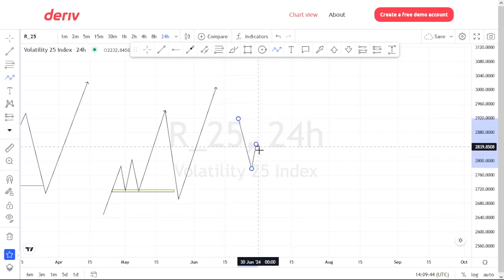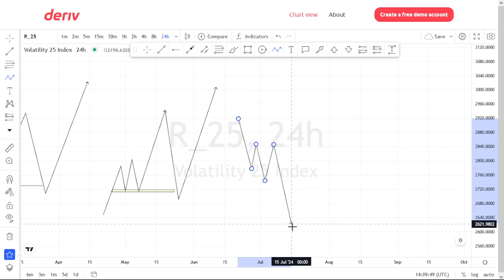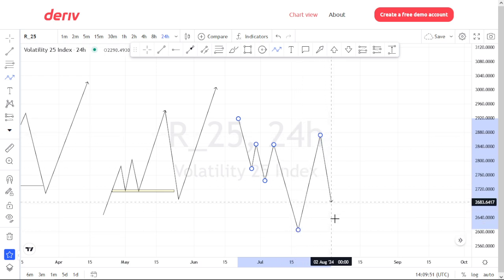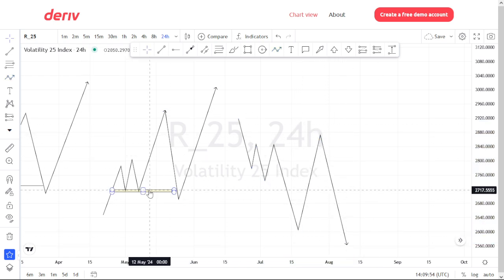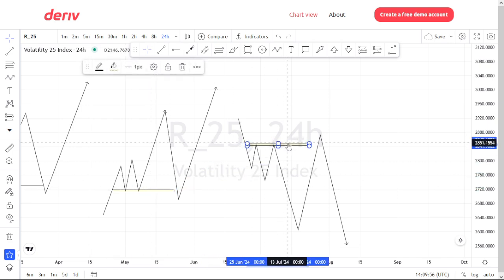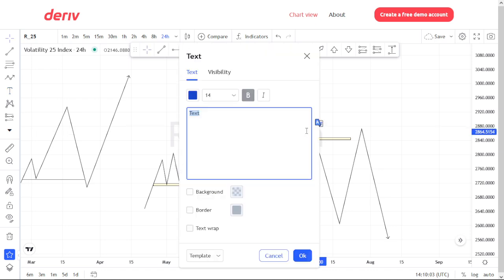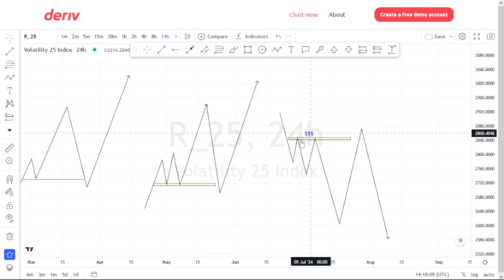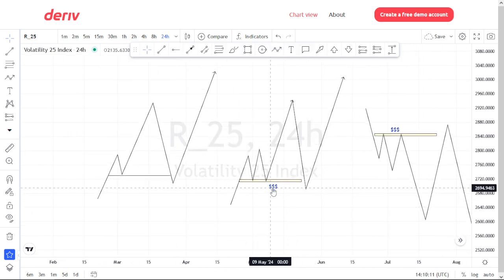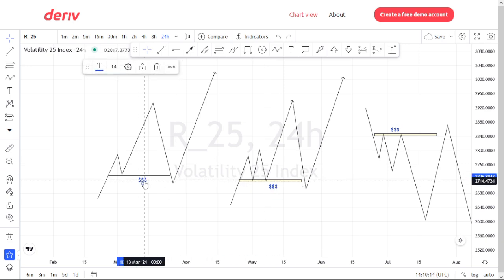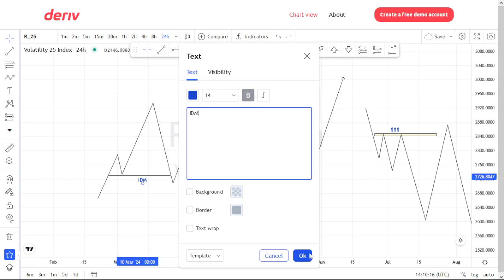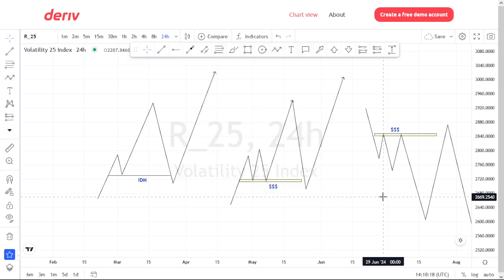The market comes back down, goes up, creates a level of rejection that looks like a double top, goes down, sweeps that level, and then continues all the way to the downside. So this is equal highs, this is equal lows, and I use the liquidity symbol for these. And then for the inducement, I use IDM. This is how I do it, right?